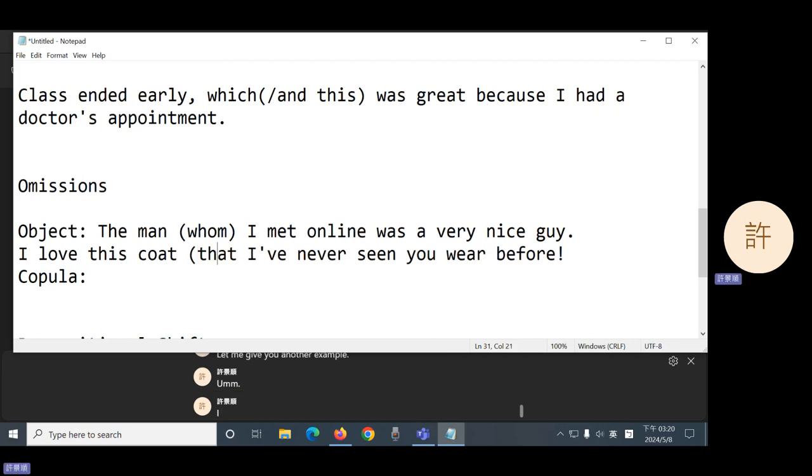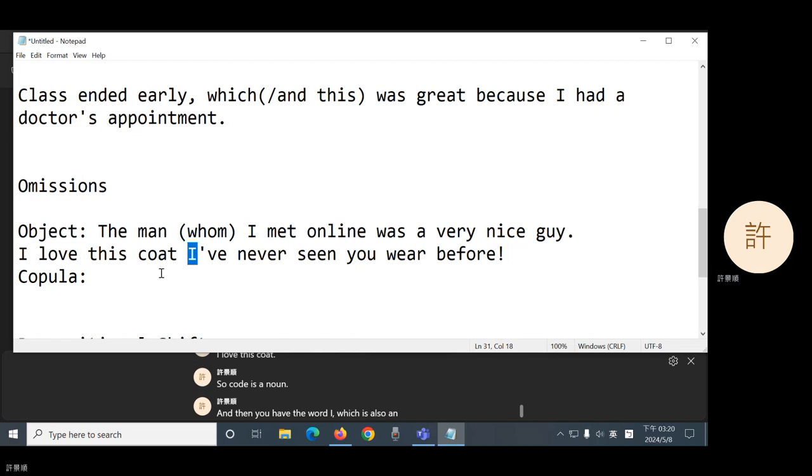In this case, you can omit the word that. I love this coat. So coat is a noun. And then you have the word I, which is also a noun. You can't have two nouns in a row. What's going on? It must be another sentence. Subject, verb, object, rest of the sentence.